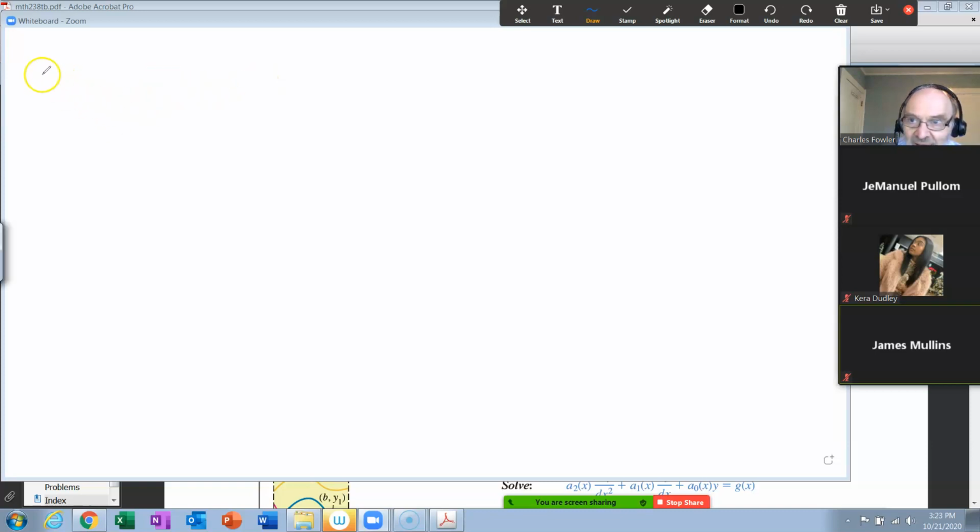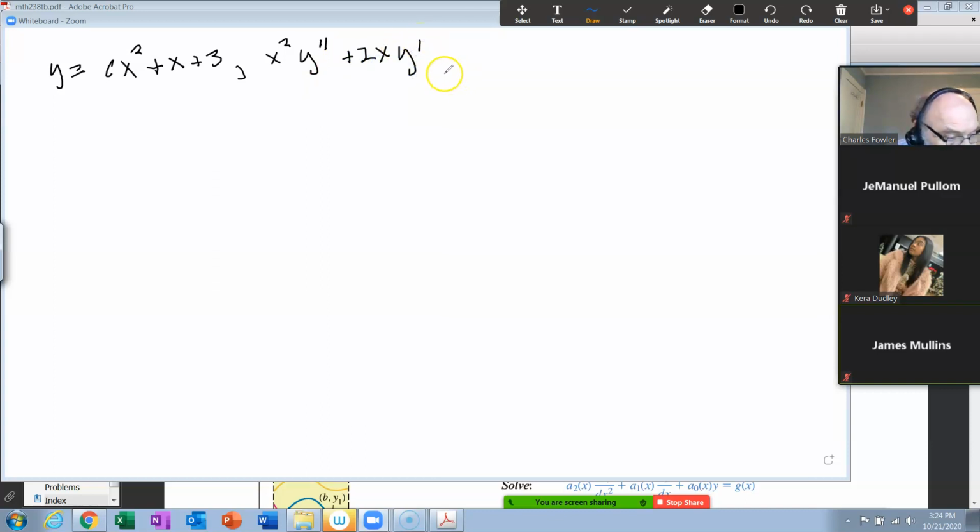Okay, here again is a proposed solution. y is equal to cx squared plus x plus 3. Okay, c looks a little suspicious, and that's going to be a hang up here. And this is supposedly a solution for x squared y double prime plus 2x y prime plus 2y is equal to 6.